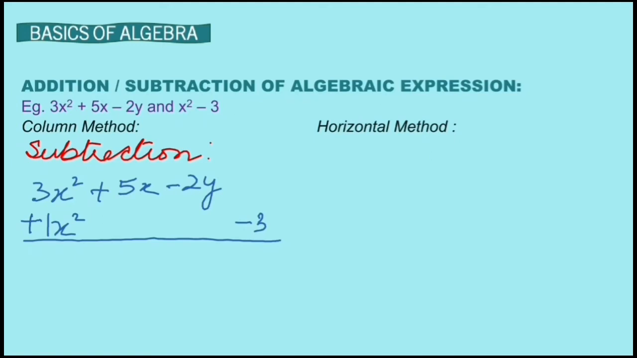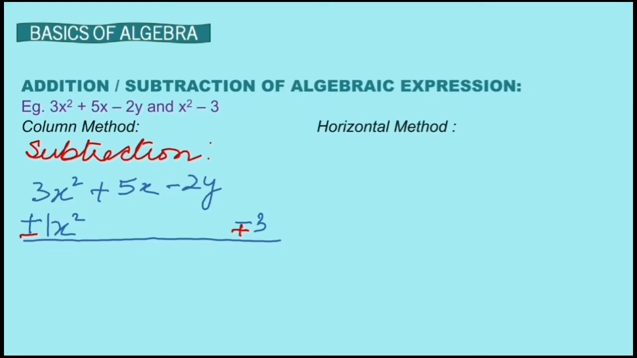In the column method, we will write everything in the same way, but as we are subtracting, we will change the signs of the second column. We will just write below every sign the opposite sign. So the first sign becomes minus and the second one becomes plus. Now we will add in the same way as we did in addition.